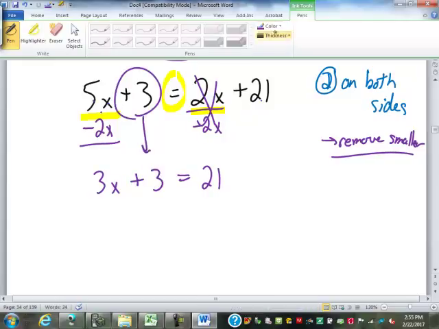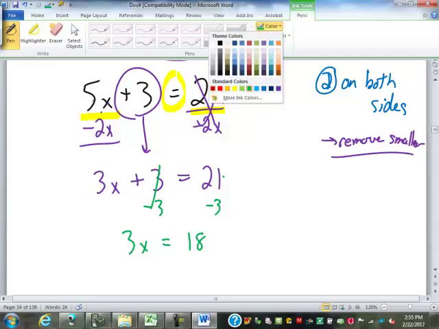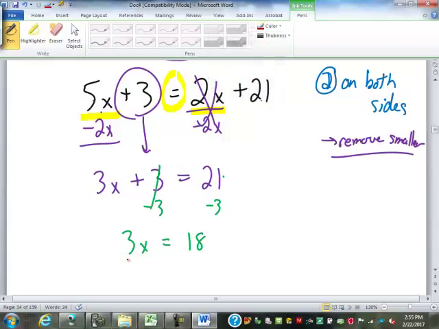Good. And now, of course, we can solve this equation by doing what? We subtract 3 from both sides, exactly. So 3x equals 21 minus 3 is 18. And finally, we divide by 3. So x equals 18, not 18. 18 divided by 3 is 6. x equals 6.